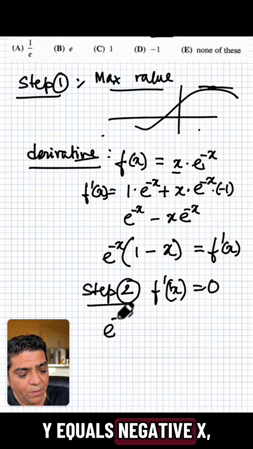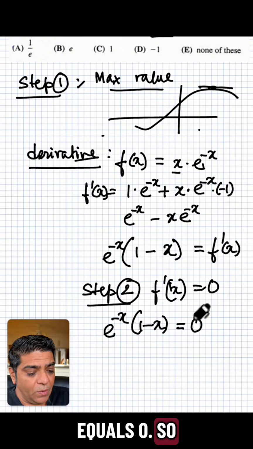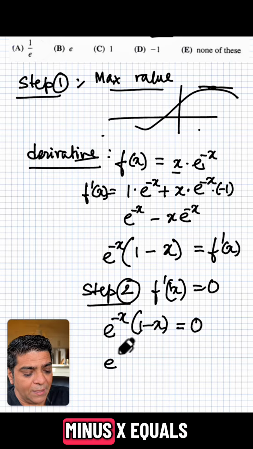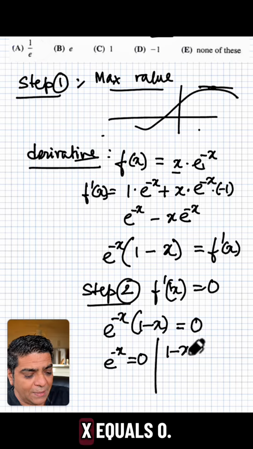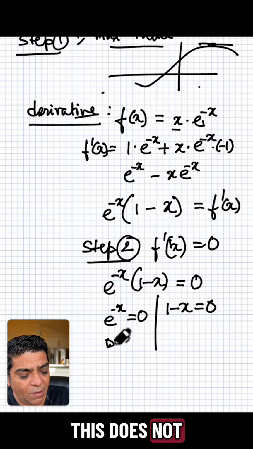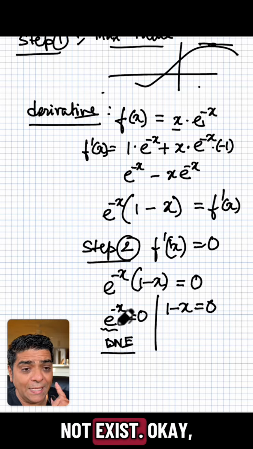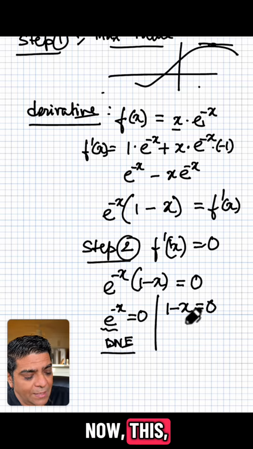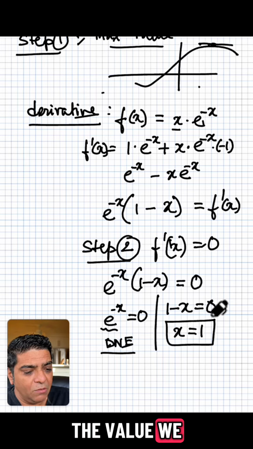So we have e to the power of negative x times 1 minus x equals 0. So now each of these is equal to 0. E to the power of negative x equals 0, and 1 minus x equals 0. Now you see that for the first one there is no real value. This does not exist. E to the power of negative x is always going to be positive. Now for this one, of course, x is going to be equal to 1. So that's the value we are interested in.